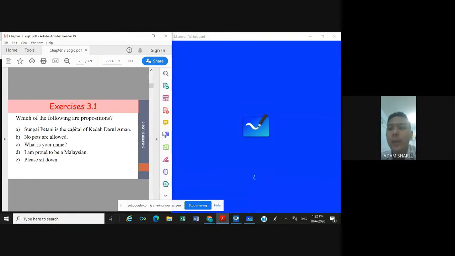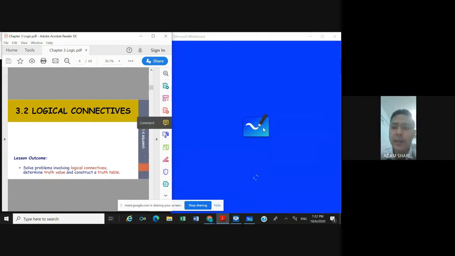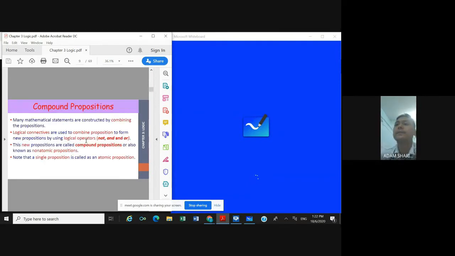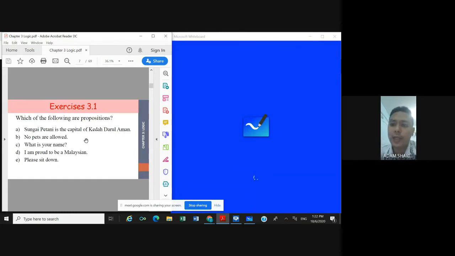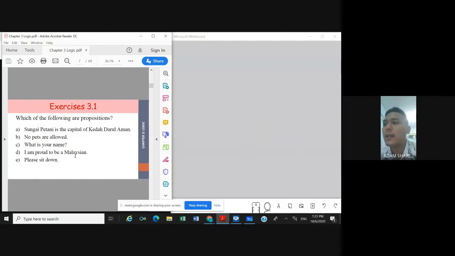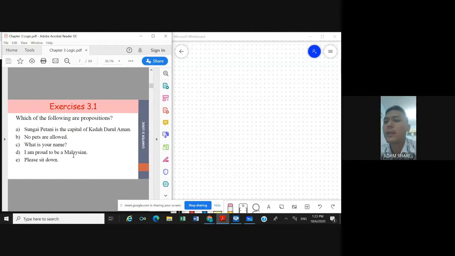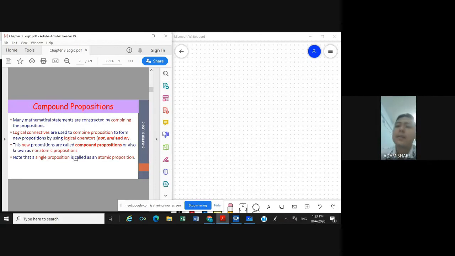We proceed with the next part, logical connectives. Usually, a proposition can be altered. For example, just now, I am proud to be a Malaysian. We can alter this statement by using some kind of what we call logical connectives. There are several logical connectives. I start first with some of them.